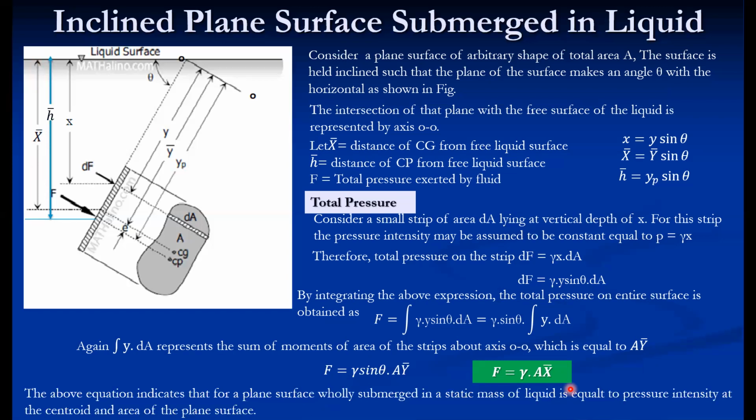The above equation indicates that the total force on a plane surface fully submerged in a static mass of liquid is equal to the pressure intensity at the centroid, that is gamma into X bar, multiplied by the area of the plane surface. This is the expression of F.